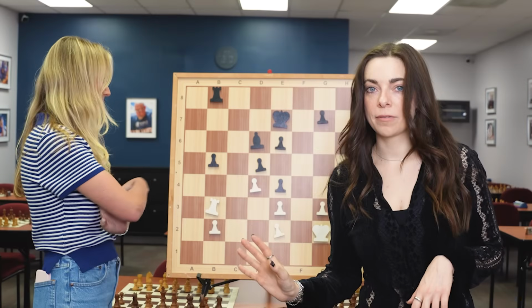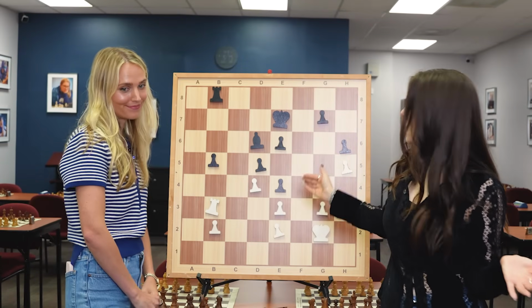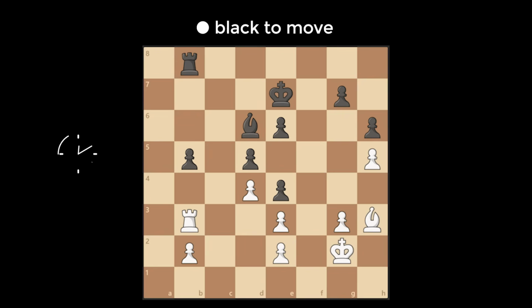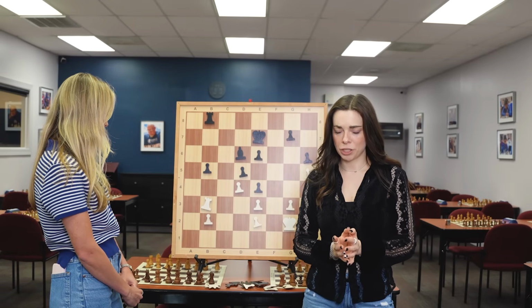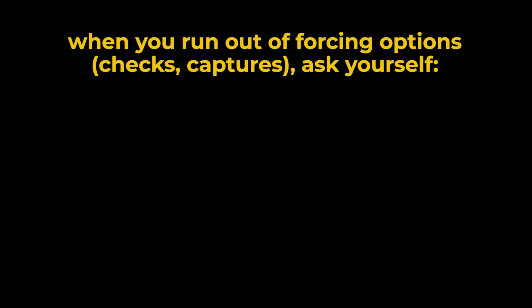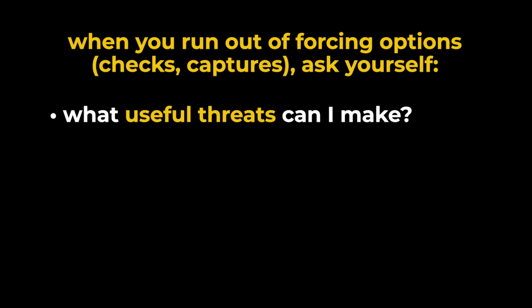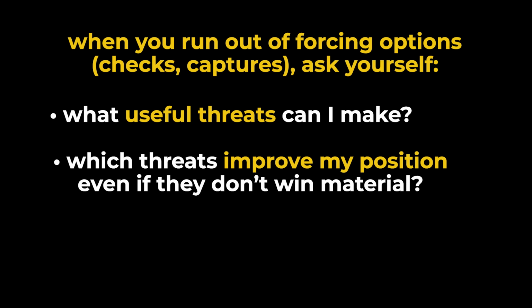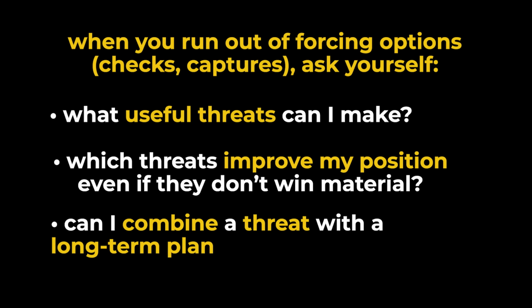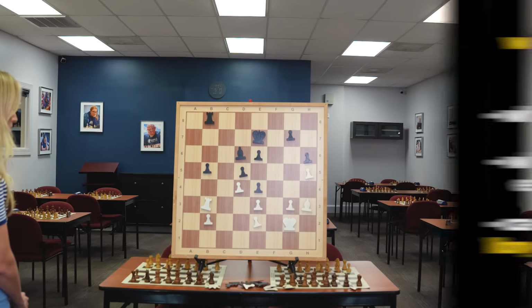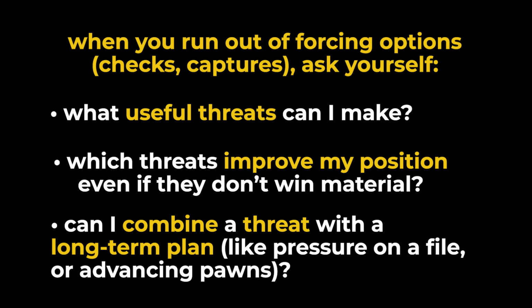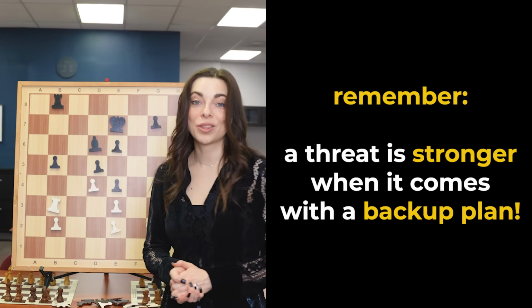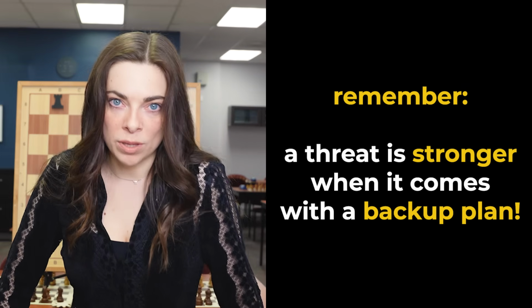Yes. Emily's favorite endgames. And this time, once again, it is black to move. How to include threats in your calculation. When you run out of forcing moves, checks and captures, ask yourself, what useful threats can I make? Which threats improve my position, even if they don't win the material? Can I combine a threat with a long-term plan? Long-term plan, like pressure on the file or advancing pawns. Not pointing a finger at anything. Remember, the threat is strongest when it comes with a backup plan.